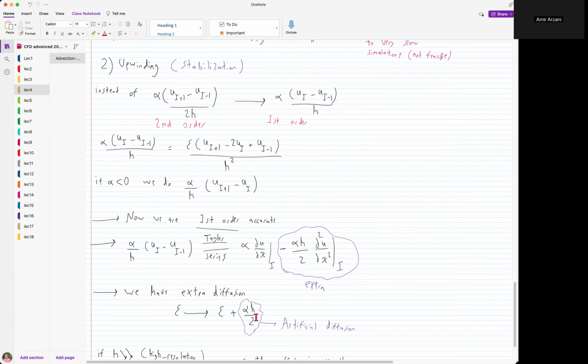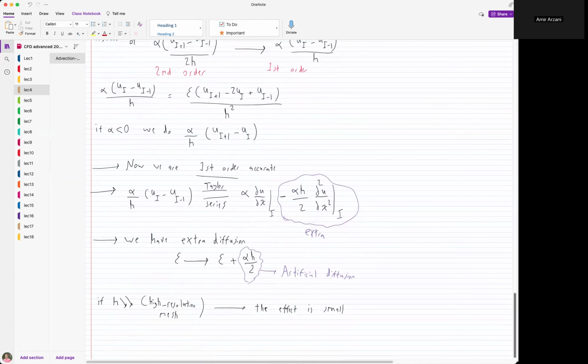So you have this artificial diffusion, and this artificial diffusion is what does the job of stabilization, okay? This is what is helping you stabilize the solution. Now, artificial diffusion may sound a little bit not accurate, I guess, but it does have some nice properties. The first property is that if you look at this artificial diffusion, it's proportional to h, being your mesh h size.